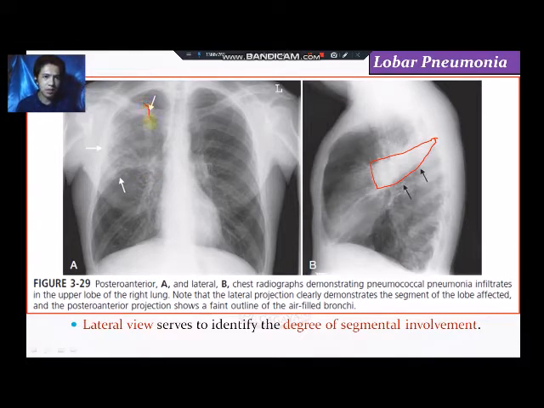Okay, so this is the PA projection. We can see a white portion here. And in the lateral projection, we can demonstrate that it is in this area, this segment of the lobe.